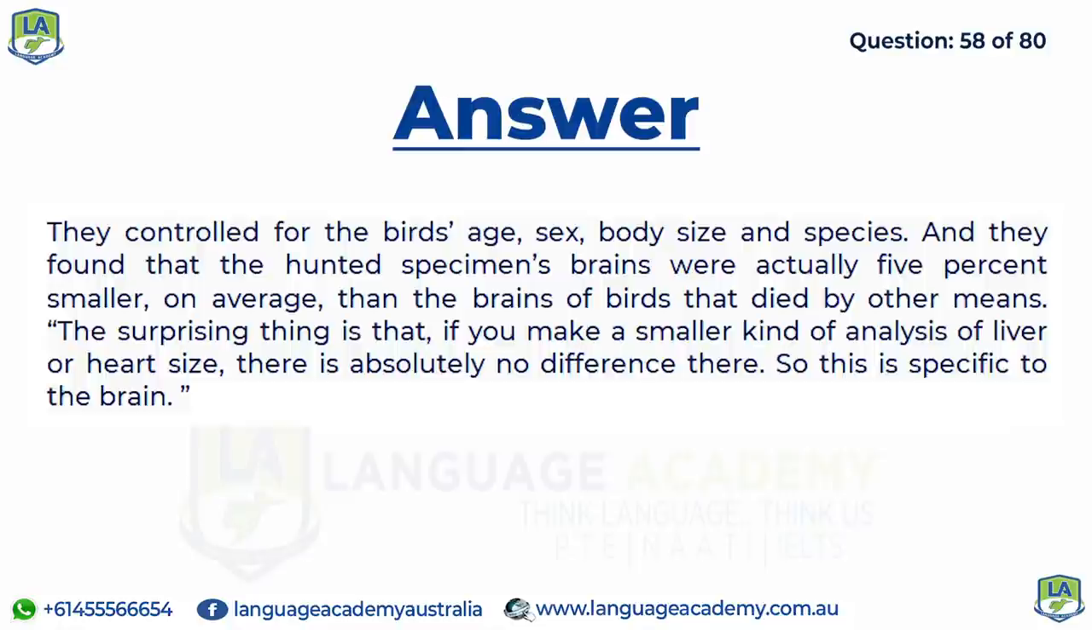They controlled for the bird's age, sex, body size and species, and they found that the hunted specimens' brains were actually 5% smaller, on average, than the brains of birds that died by other means. The surprising thing is that, if you make a smaller kind of analysis of liver or heart size, there is absolutely no difference there. So this is specific to the brain.